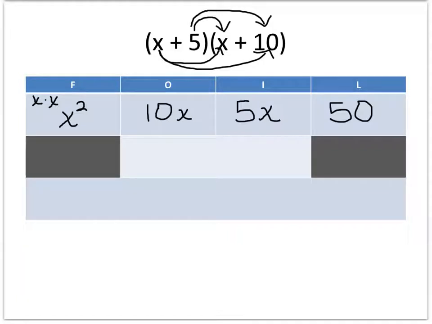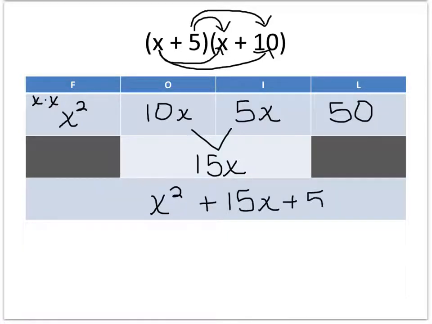Now all that's left to do is combine like terms. The only like terms we're ever going to have when we multiply binomials are our two inner terms. In this case, they're both positive, so we combine and we have a positive 15x. Now just write your final result, and you have x squared plus 15x plus 50. And you've multiplied your first pair of binomials.